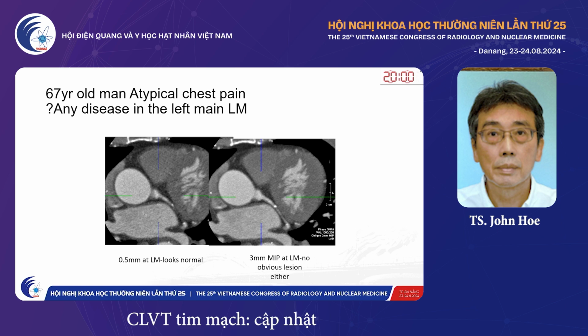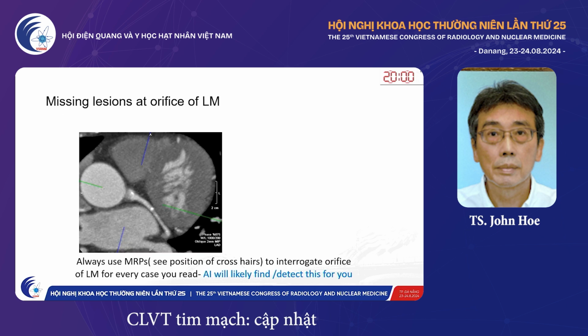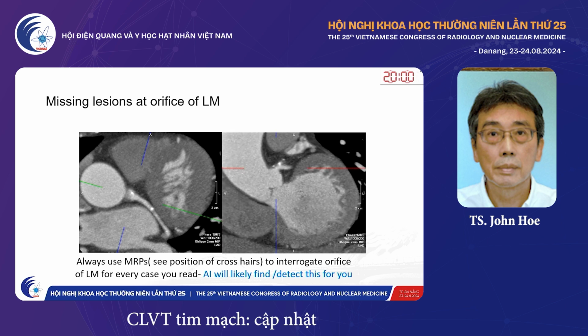So for example, this is a 67-year-old man with chest pain, and is there any disease in the left main? At 0.5 mm, you don't really see anything. At 3 mm, you don't really see anything. But you notice that your crosshairs are not angled through the orifice of the left main. So you must always angle your crosshairs or MPR images through the orifice, all right? And you can see there's disease in the orifice of the left main.